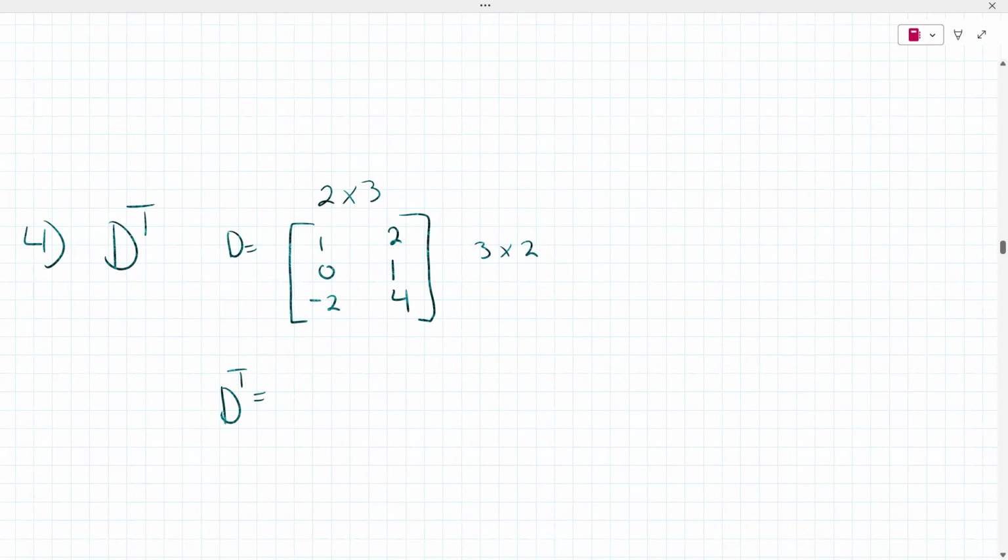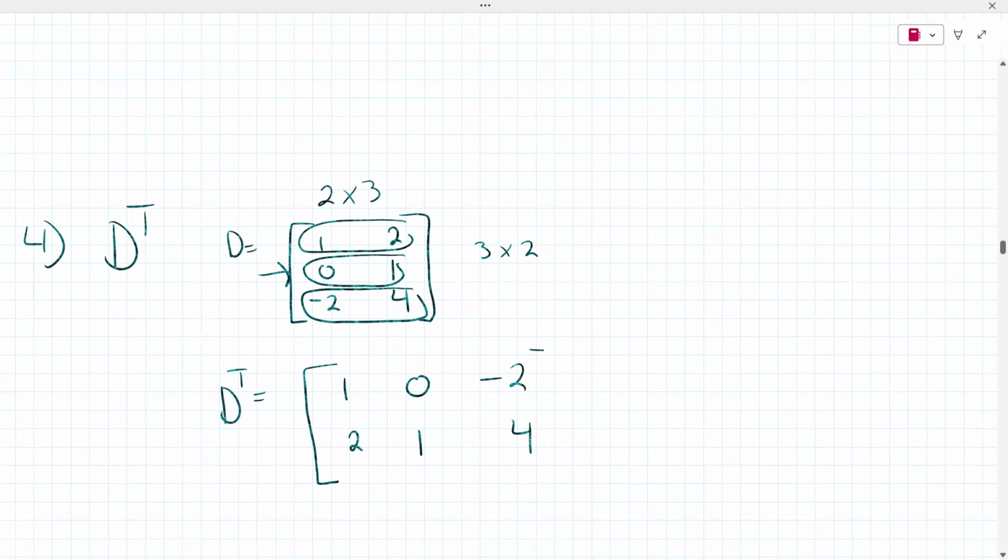So if you can visually see this, what you're doing is taking this row and turning it into a column. And the same thing with this. You're taking this row and making it into a column, taking this row and turning it into a column. And somehow it's going to be a 3 by 2 matrix. So take this row and turn it into a vertical column. So it'd be 1, 2. Take this row and turn it into a vertical column. It would be 0, 1. Take this row, turn it into a vertical column. It would be -2, 4. So this would be the transpose of D.